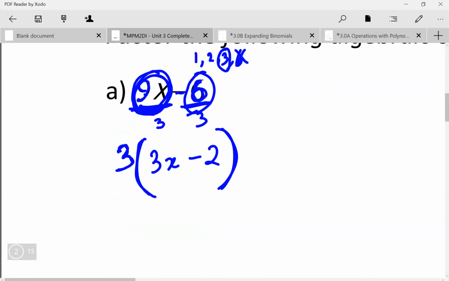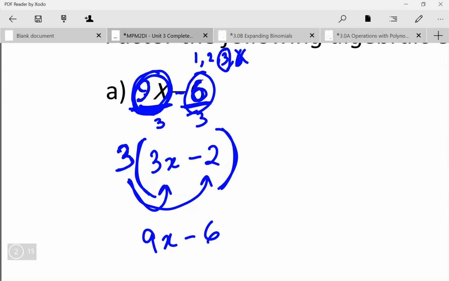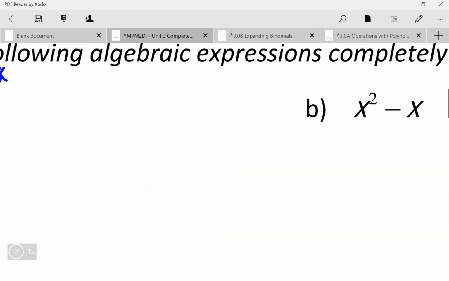Hopefully we'll see that this makes sense, because if I try and expand this, so if I do your normal multiplication, you'll see that I get back my original expanded form. And this should always work. When you factor, if you expand back, you should see that it goes back to the original expanded form.